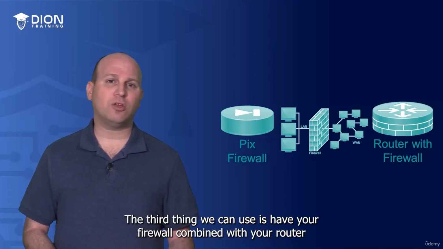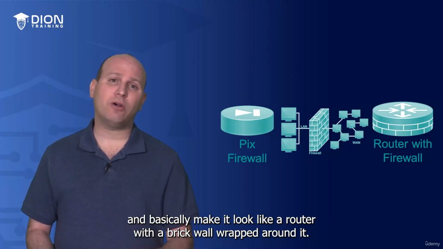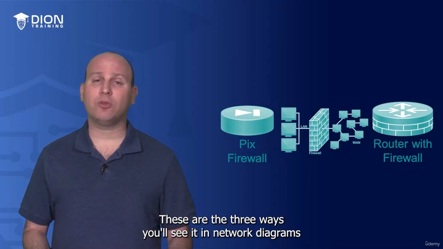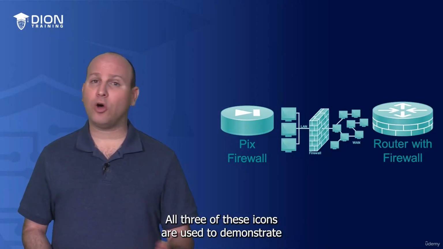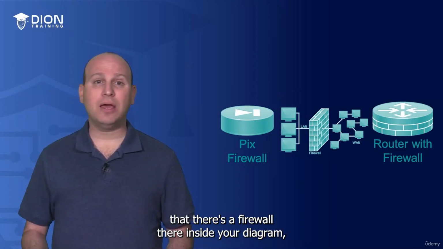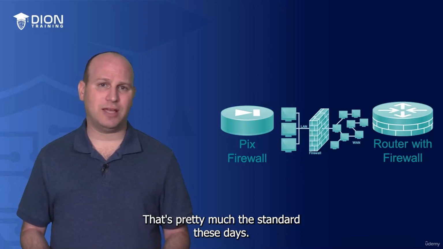The third thing we can use is have your firewall combined with your router and basically make it look like a router with a brick wall wrapped around it. These are the three ways you'll see it in network diagrams when you're looking at firewalls. All three of these icons are used to demonstrate that there's a firewall there inside your diagram, and most of the time what you're going to see is that brick wall. That's pretty much the standard these days.